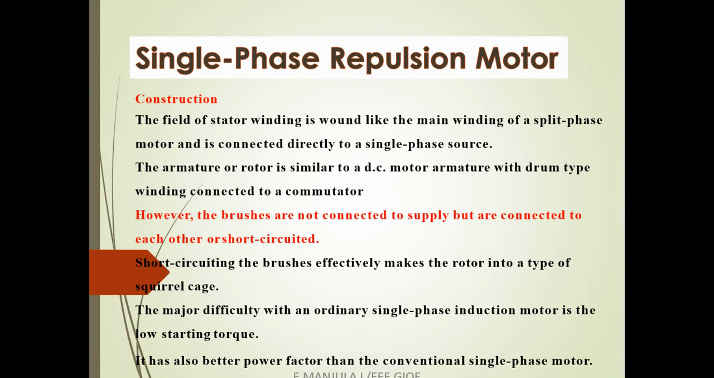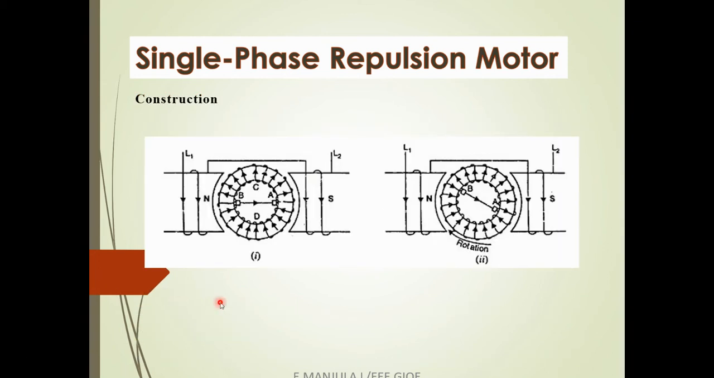So short circuiting the brushes effectively makes the rotor into a type of squirrel cage. And the major difficulty with an ordinary single phase induction motor is the low starting torque. And it also has a better power factor than the conventional single phase motor. If you observe here, the two brushes are short circuited.